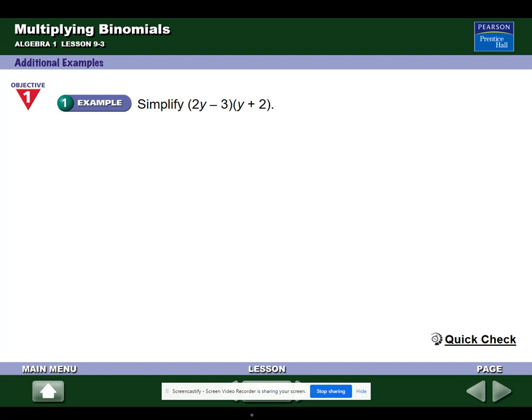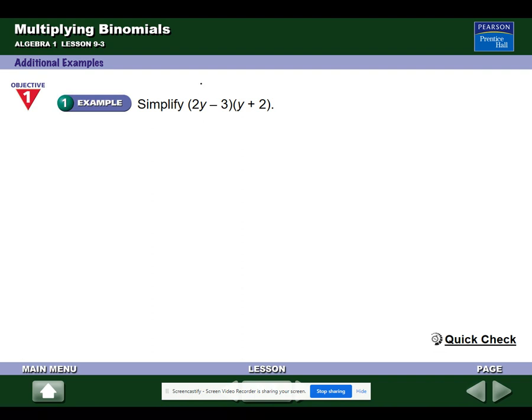Algebra 1, Section 9.3, multiplying with binomials. Taking a look at the first example, this is what some textbooks would call the extended distributive property. We're basically going to be doing the distributive property, but in a more comprehensive way. This particular example is what is commonly referred to as FOIL.